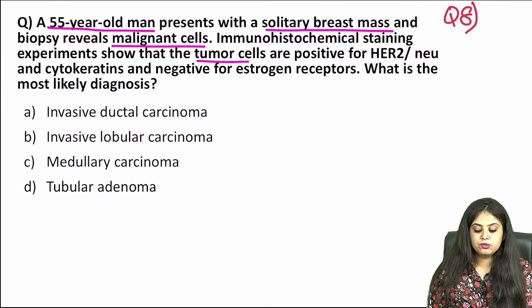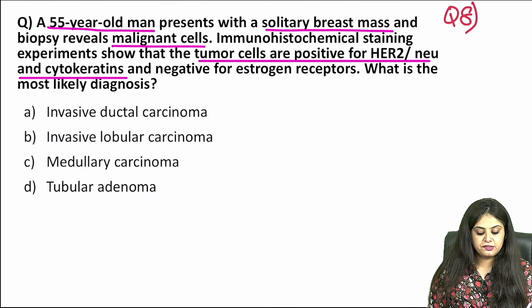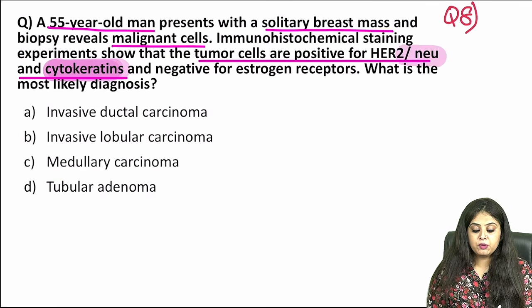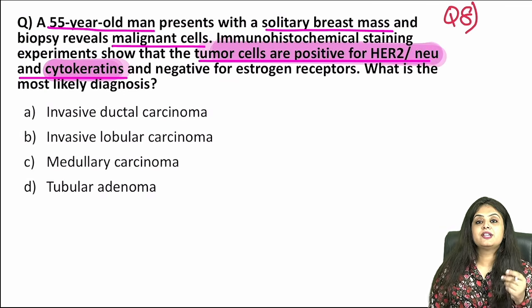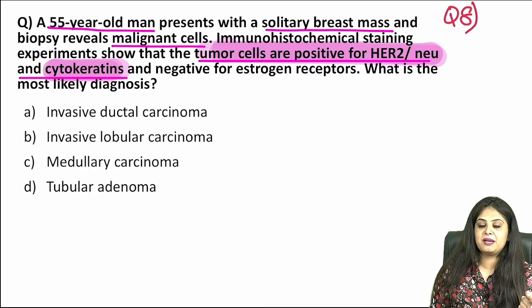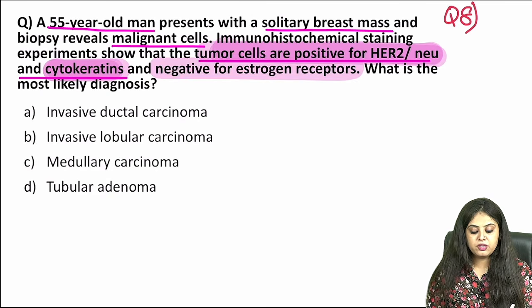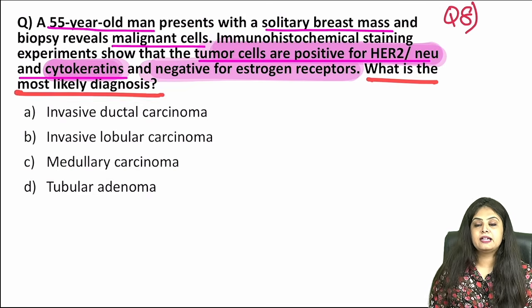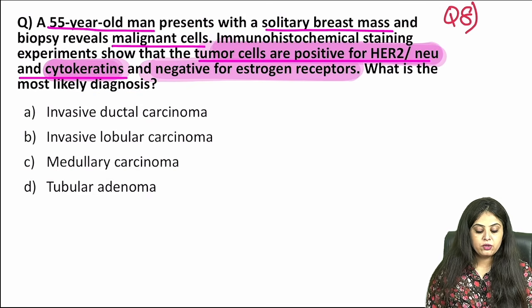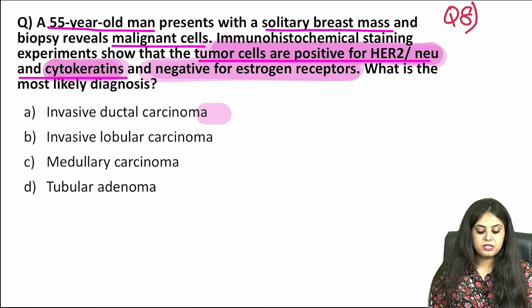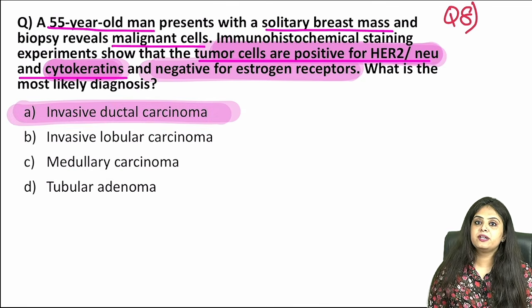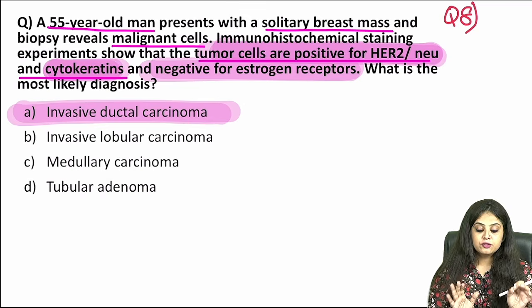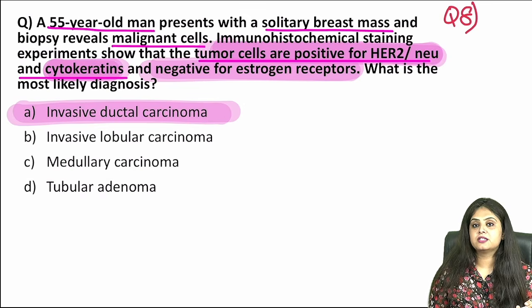Immunohistochemical procedure shows tumor cells are positive for HER2/neu and cytokeratin. See, most carcinomas are always positive for cytokeratin, so that is not something I'll focus on. But positivity for HER2/neu is very important, because then I can give targeted therapy like trastuzumab. Also, they have said negative for estrogen receptors. So now they are asking what is the most likely diagnosis. If I look at all the options given, the most common in general is going to be ductal carcinoma in the breast, whether it is a man or a woman. So my best answer over here will be invasive ductal carcinoma.